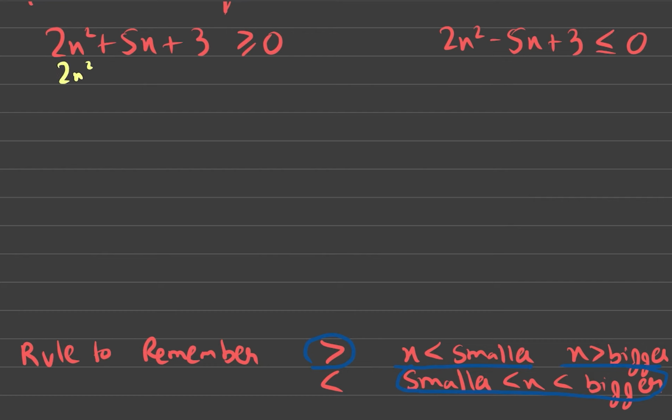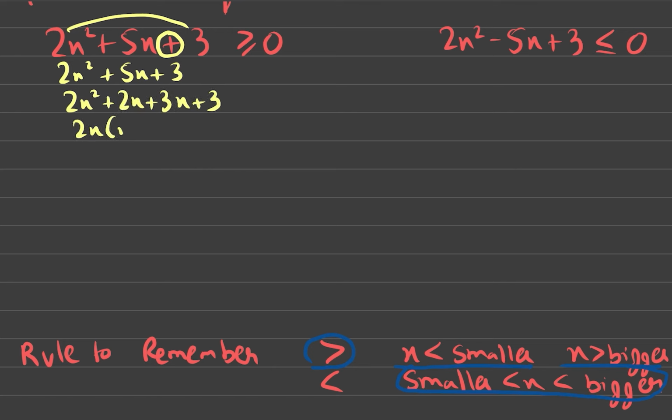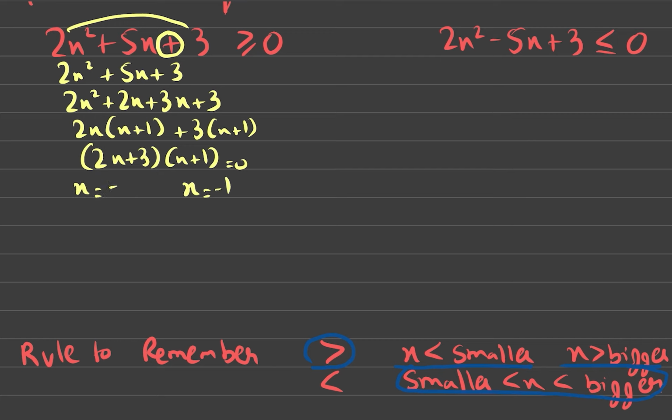2x squared plus 5x plus 3. What am I supposed to do? 2 threes are 6. What are the factors of 6? 1 and 6, and 2 and 3. But what's the sign here? Plus. So I'm going to use 2 and 3. Got this? So take 2x common, x plus 1. Take plus 3 common, x plus 1. It's going to become 2x plus 3 and x plus 1 equal to 0. One x is minus 1 and the other x is minus 3/2.